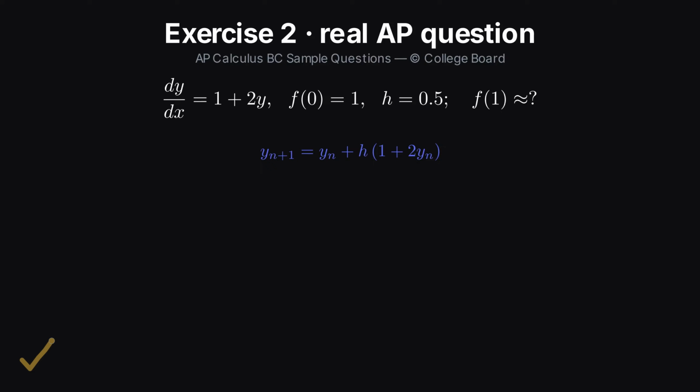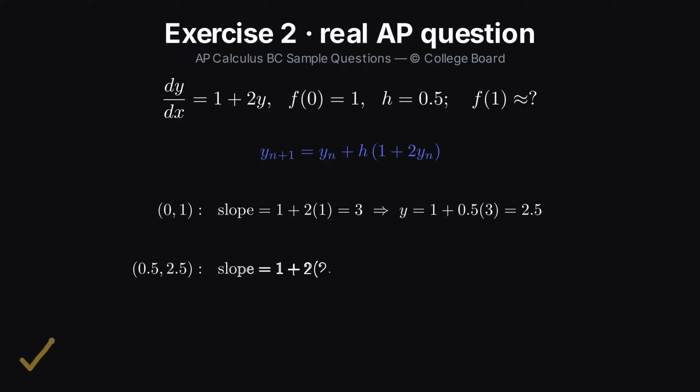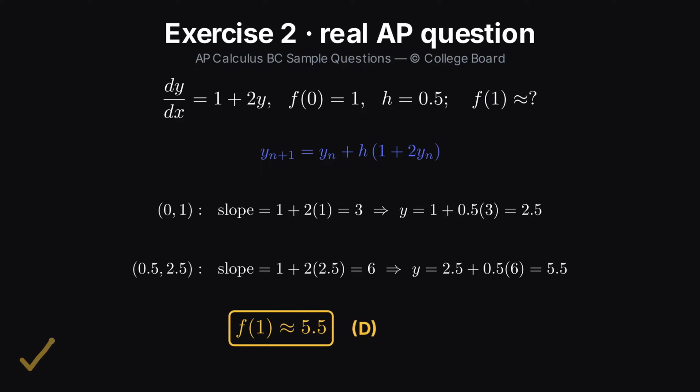Exercise 2, also real, Euler's method. The equation is dy/dx equals 1 plus 2y starting at the point (0, 1) with step size 1/2, approximate f of 1. First step from (0, 1), the slope is 1 plus 2 times 1, which is 3. So y becomes 1 plus 1/2 times 3, that's 2.5, now at x equals 1/2. Second step from (1/2, 2.5), the slope is 1 plus 2 times 2.5, which is 6. So y becomes 2.5 plus 1/2 times 6, 5.5. The approximation for f of 1 is 5.5, answer D.